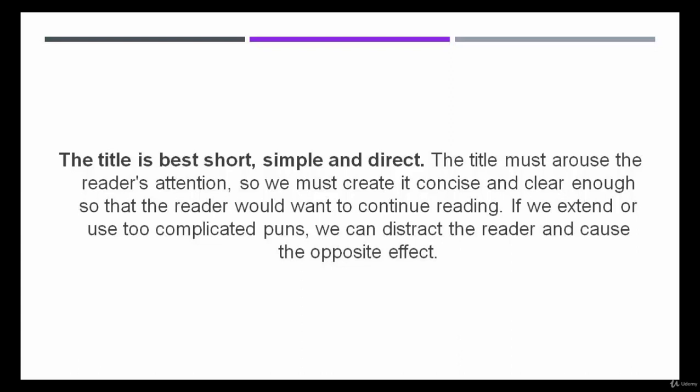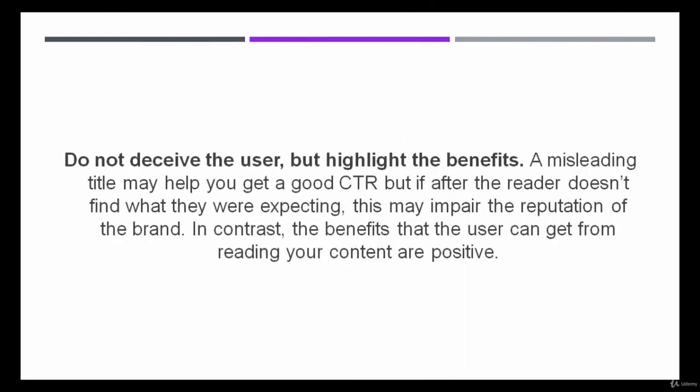The title must arouse the reader's attention, so we must create it concise and clear enough so that the reader would want to continue reading. If we extend it or use too complicated puns, we can distract the reader and cause the opposite effect. Do not deceive the user, but highlight the benefits.